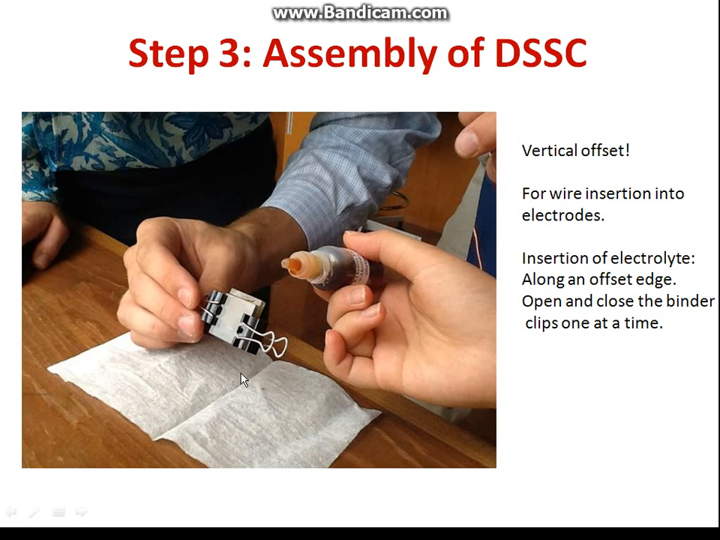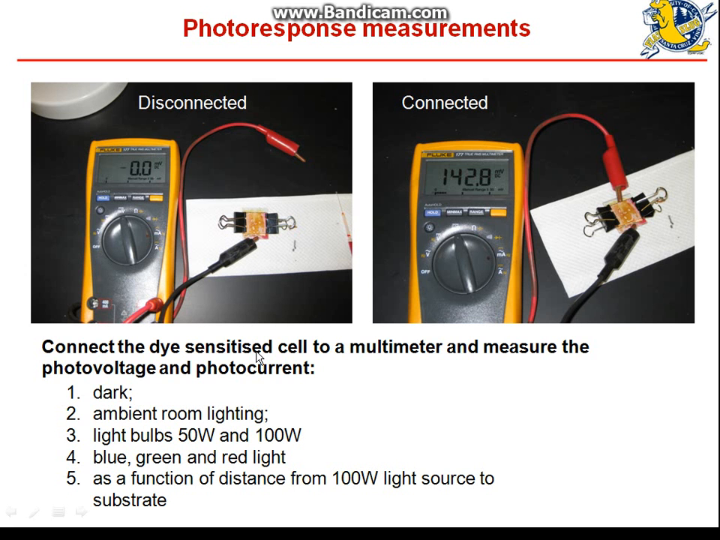You make use of your binder clips, and you make sure that you go in for a vertical offset for two reasons. Number one, you need to attach the multimeter leads, and number two, you still need to introduce the electrolyte over here. So once you have done this, you attach the multimeter leads, and then depending on the light source that you have, you get different amounts of current or voltage passing through your cell.